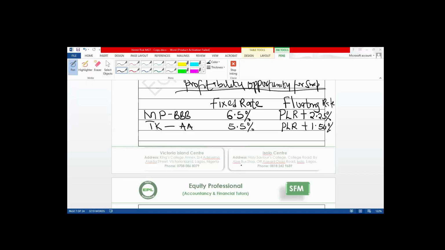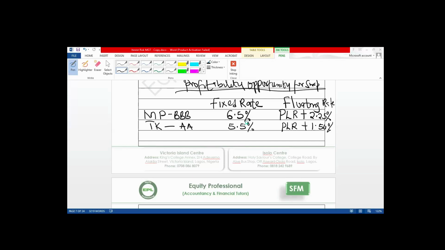Your prime lending rate is like the market rate. If you get to the UK, they call it LIBOR, the London Interbank Offered Rate. In Nigeria, we call it interbank lending rate. Please ensure we open the question.